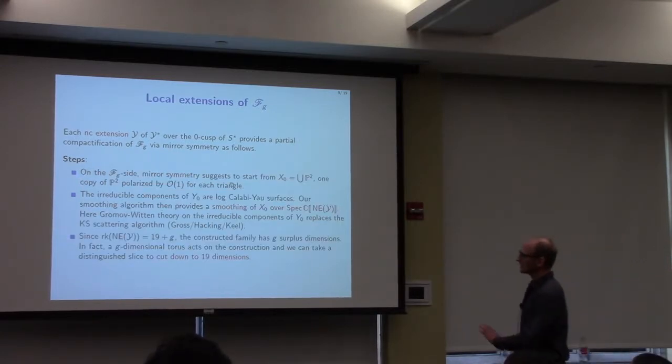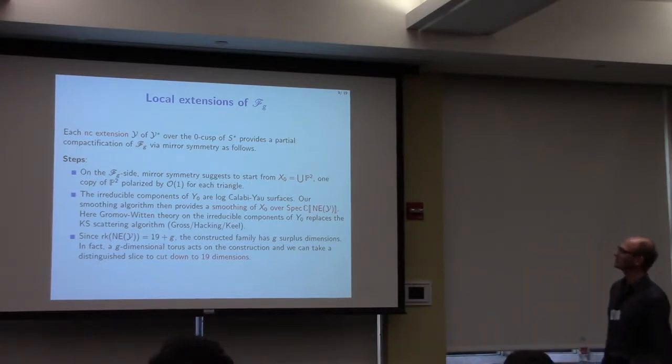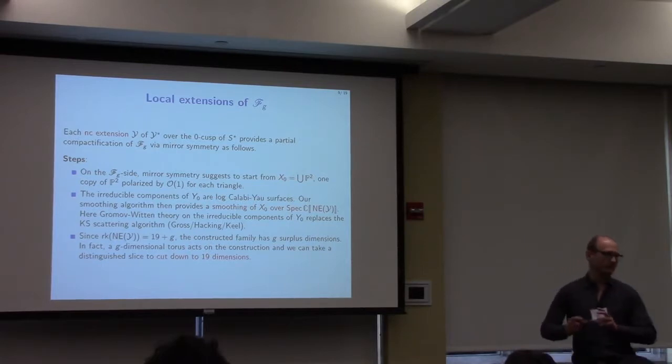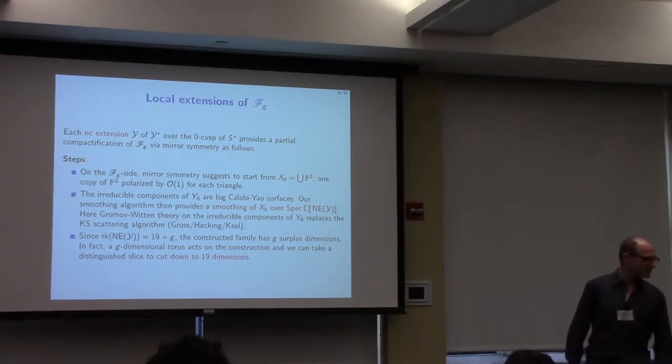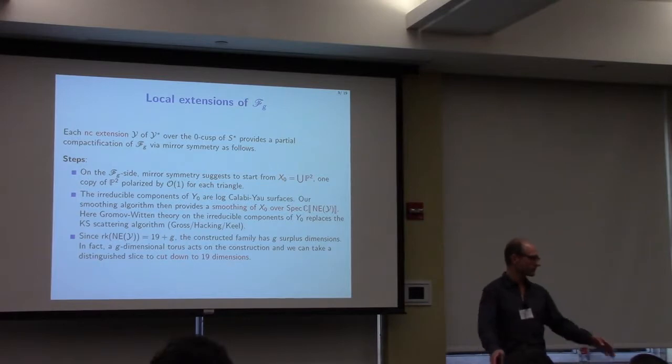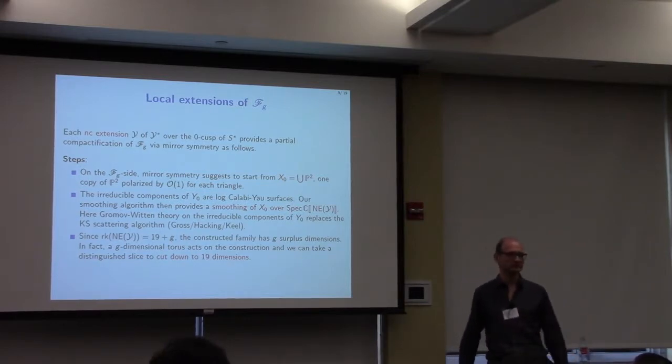Okay, so given this, not much space on the slide, let's assume we have this triangulated sphere. Then we do mirror symmetry, and think of this not as the dual intersection complex, but as the intersection complex. Each triangle becomes the moment polytope of P2 polarized with O(1). That determines this X0. You just take torically glued together P2s, in a stupid fashion, nothing else.